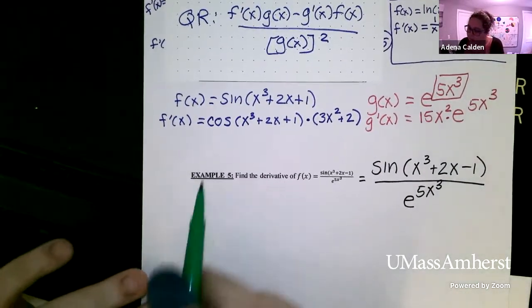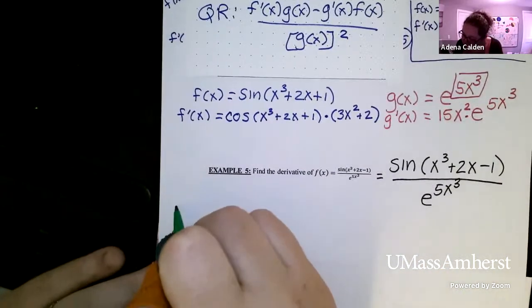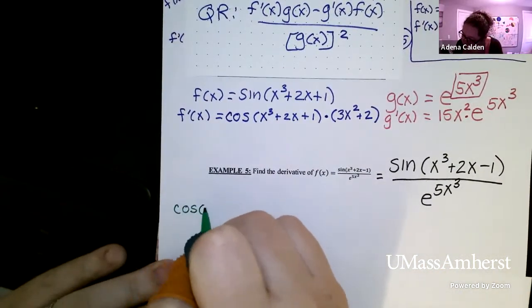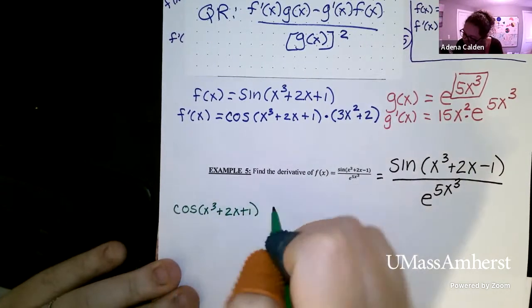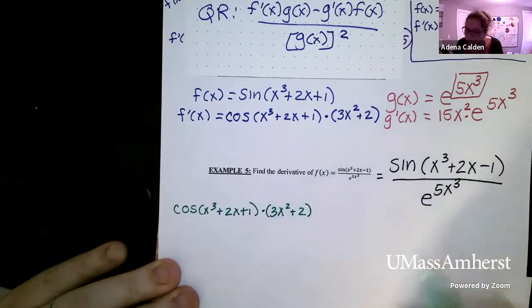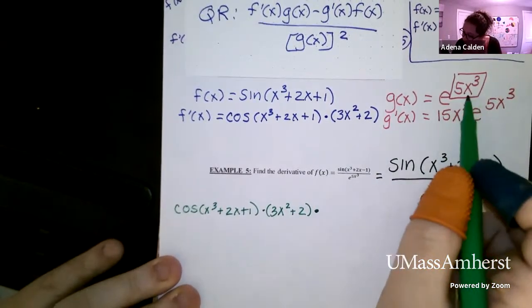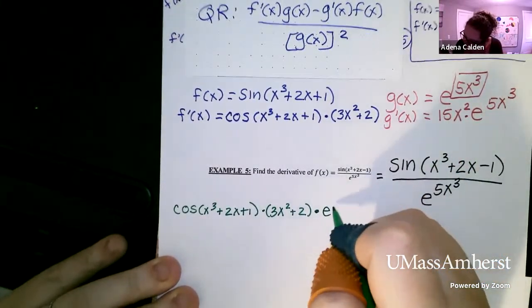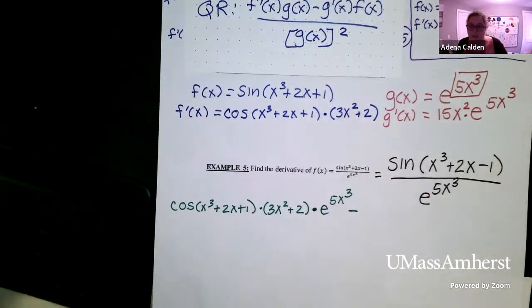So we're going to do f prime times g. So f prime is this cosine function. So we're going to have cosine of x cubed plus 2x plus 1 times 3x squared plus 2. That's my f prime, times g. So my g here is e to the 5x cubed. Okay, so that's the first part.